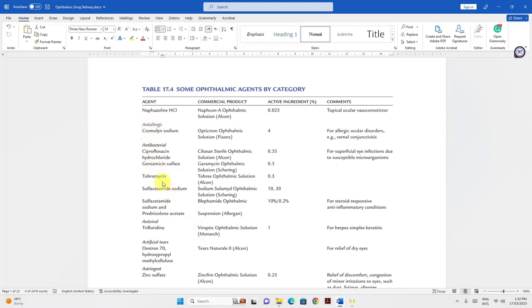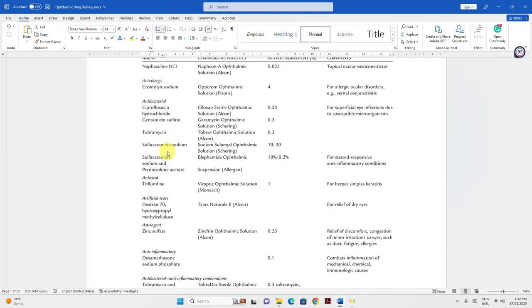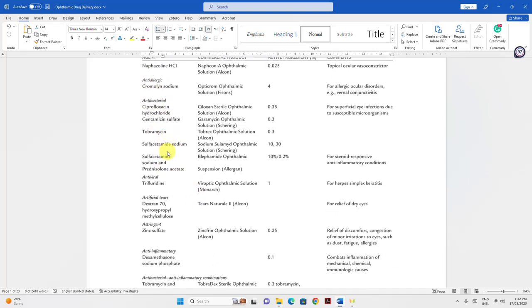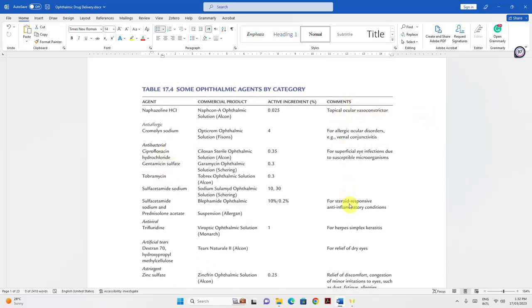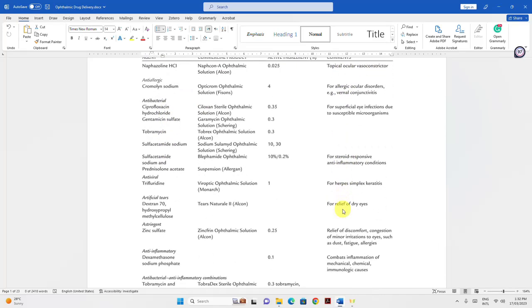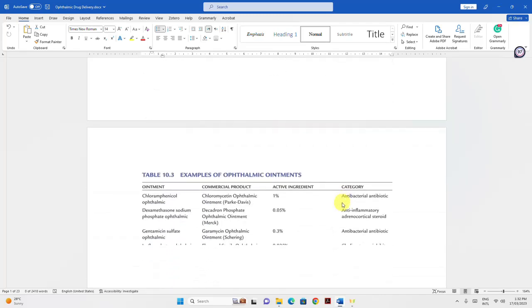What you see here is something important for you to look at. These are examples of drug and drug products and for what conditions they are used. So please look at them.